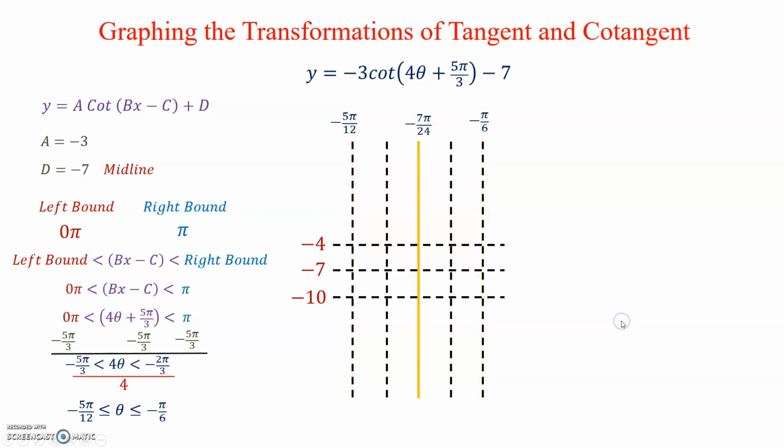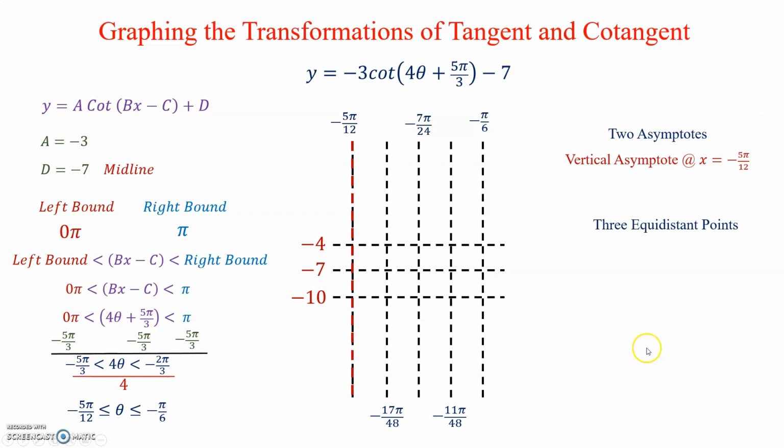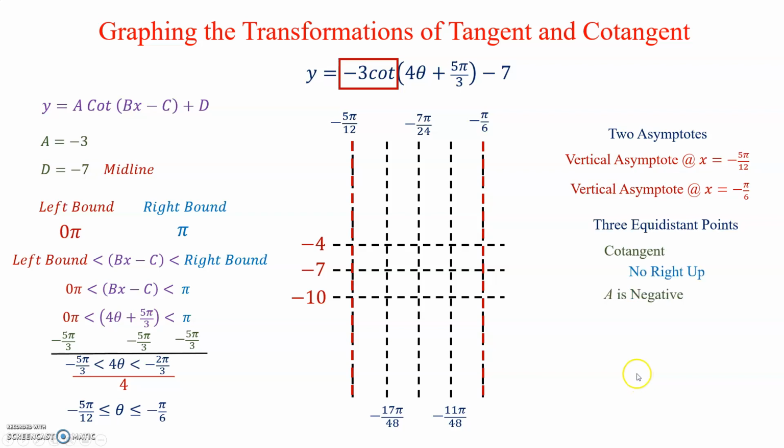So let's average. We'll average again and average one last time. So let's go set up the 2 asymptotes and the 3 equidistant points. First asymptote, x equals negative 5 pi over 12, and the second one, x equals negative pi over 6. Because we're working with cotangent and a negative, cotangent is normally not right up. But because the a is negative, it will reflect. So it will be right up. So there's our 3 points.